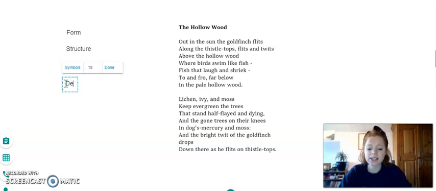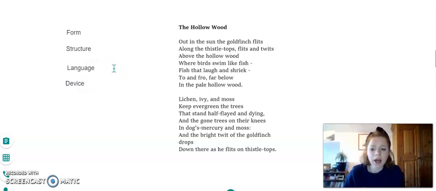And then fourth is device. Poetic devices. Can anybody name any poetic devices? Yeah, so that's things like metaphors, similes. We might be thinking about rhyme or the sounds of words, alliteration, assonance. Brilliant. So those are the 4 things that we're going to be looking out for in this poem. So we'll begin with form.